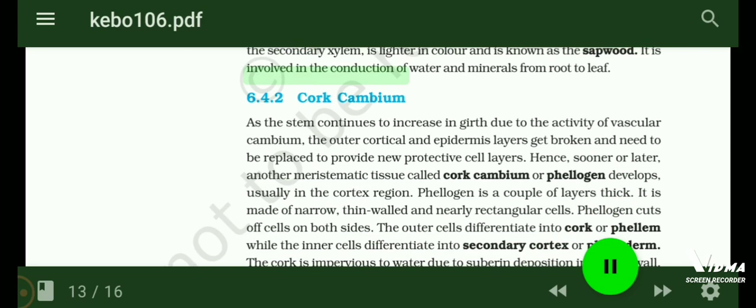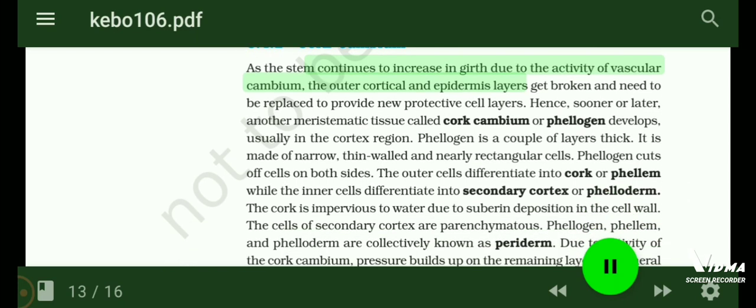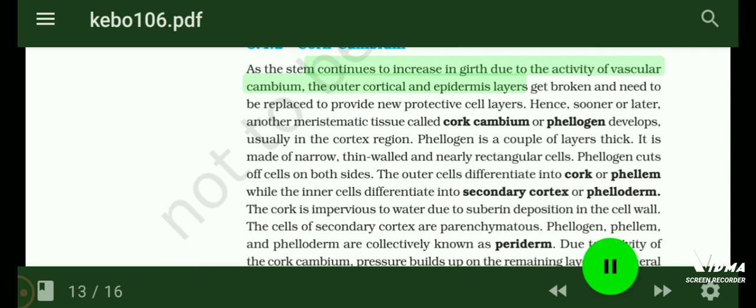6.4.2 Cork cambium. As the stem continues to increase in girth due to the activity of vascular cambium, the outer cortical and epidermis layers get broken and need to be replaced to provide new protective cell layers. Hence, sooner or later, another meristematic tissue called cork cambium or phellogen develops, usually in the cortex region. Phellogen is a couple of layers thick. It is made of narrow, thin-walled and nearly rectangular cells.